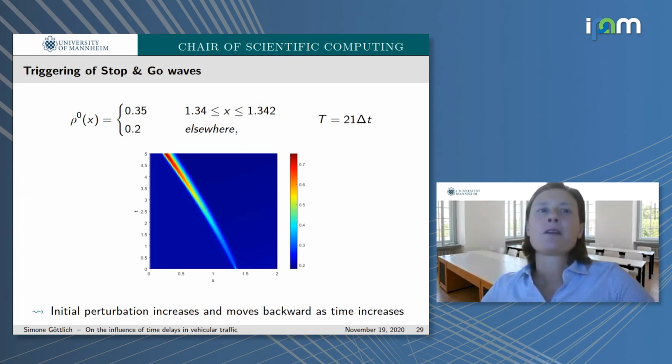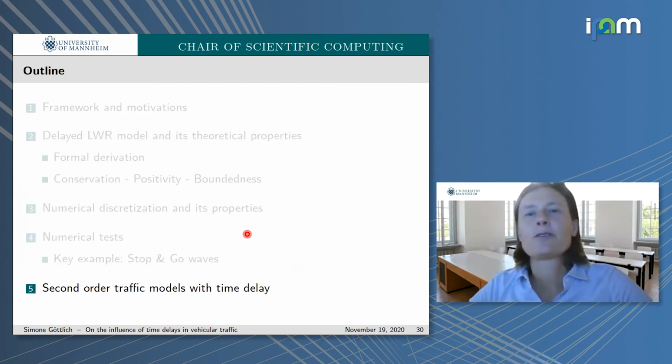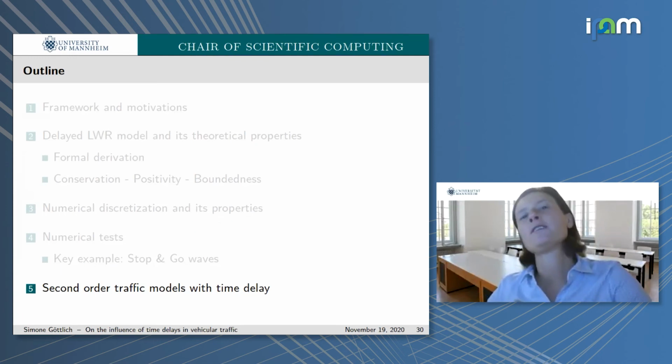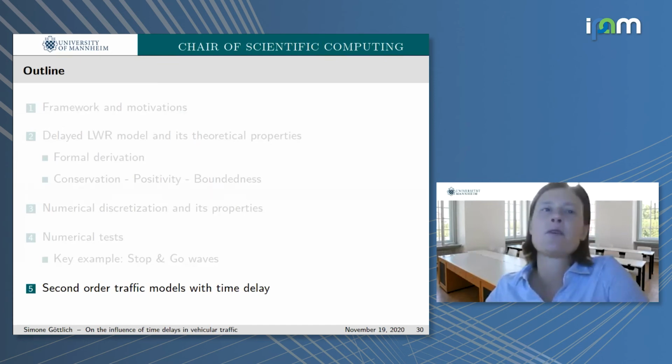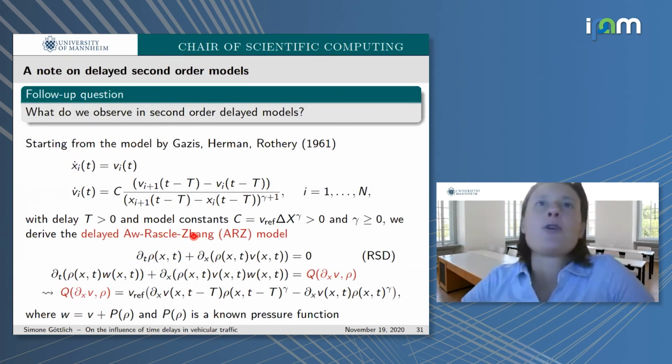So far, we were very happy with these results, but we also tried to investigate second-order traffic models with the same kind of delay, or the same idea where the delay can enter the models. And this is something I want to show you now. What would happen if we go one step further to second-order traffic models and introduce a time delay there? This is what I call a follow-up question.